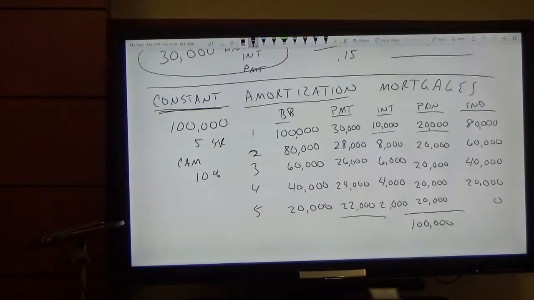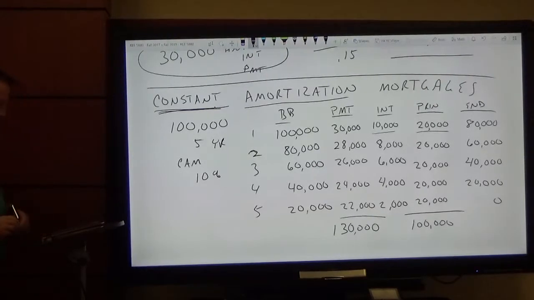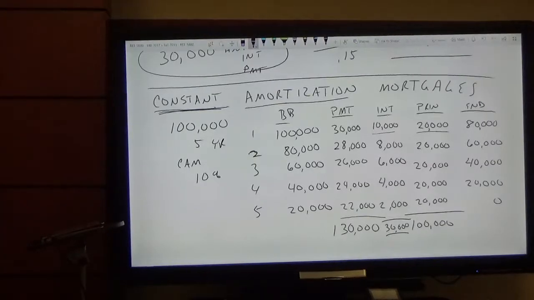Okay, so if we wanted to calculate the total, unfortunately there's no easy way to do this other than add them up. The 30 plus 28 plus 26 plus 24 plus 22. So $130,000 total in payments. So that would mean, more than likely, if we did our math right, we should have $30,000 in interest that was paid over the course of that mortgage. Does that make sense, everybody?